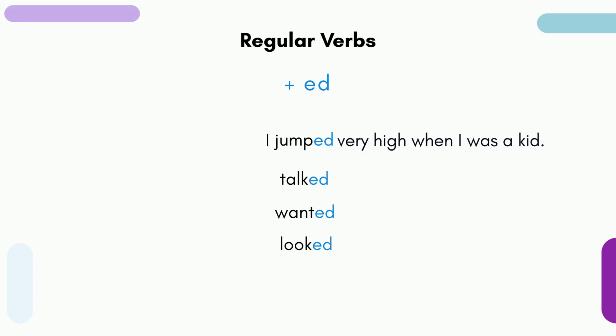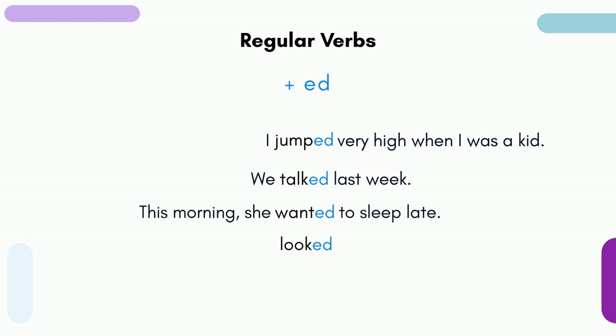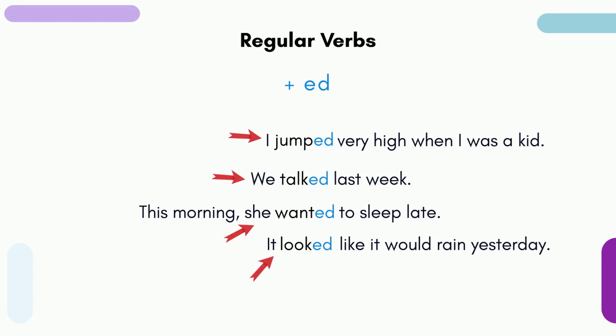I jumped very high when I was a kid. We talked last week. This morning, she wanted to sleep late. It looked like it would rain yesterday. Did you notice the verbs in the past are the same for everyone? It's simple.